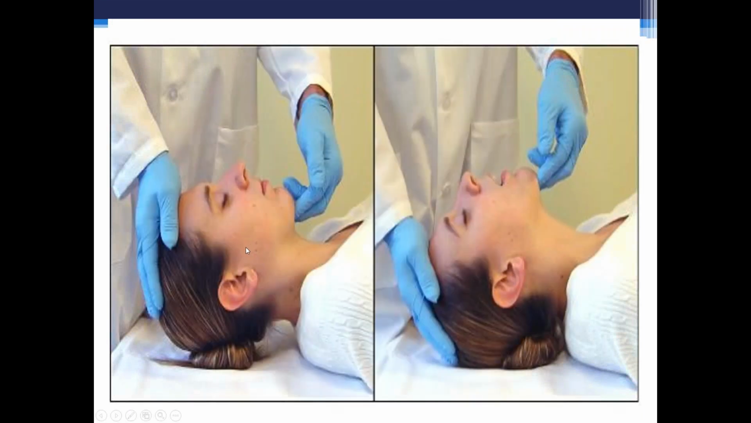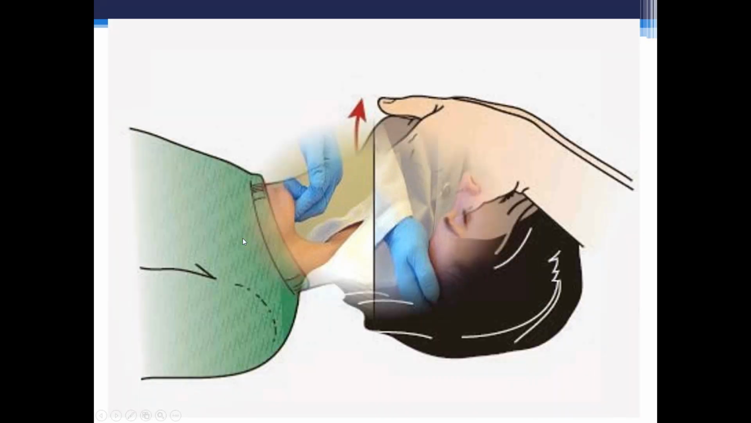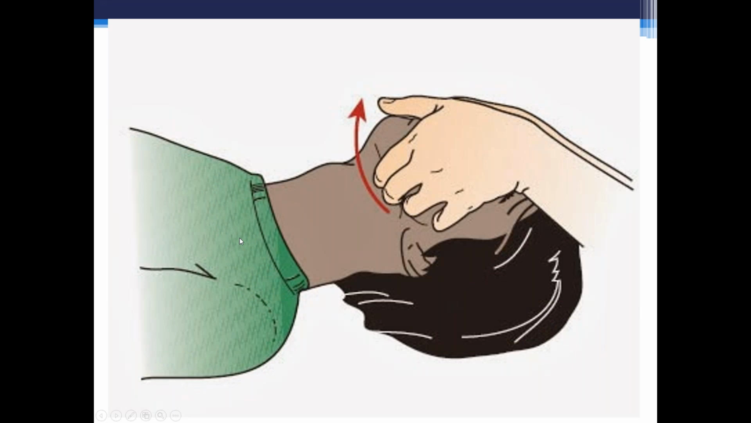So here we can see a picture of the head tilt chin lift. And then this is where we are utilizing that jaw thrust maneuver for those patients with C-spine precautions.